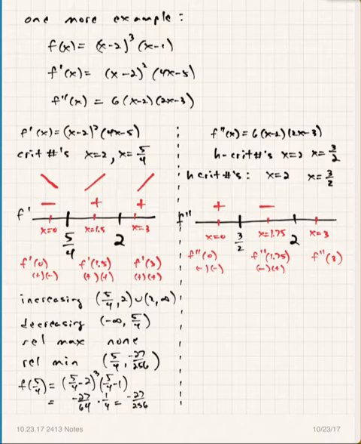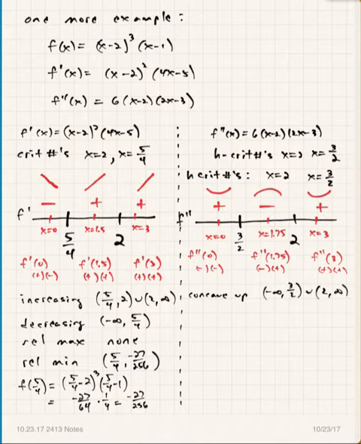And then greater than 2, you pick 3, you test 3, f double prime at 3. You have 2 factors that are positive there, and so the second derivative is positive. So we get the function is concave up less than 3/2, concave down between 3/2 and 2, concave up greater than 2. And so we summarize that information: the function is concave up from negative infinity to 3/2, and then from 2 to infinity. We get that the function is concave down from 3/2 to 2.